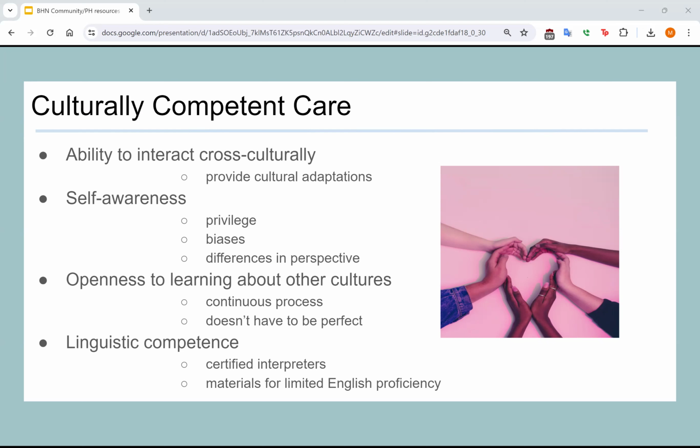And then linguistic competence, which is more formal, like being equipped with certified interpreters and having materials for limited English proficiency, which can also be helpful for lower health literacy, right? So having materials at a very clear, understandable level, or ideally in a different language if that's the population you're working with, which I know can be challenging depending on your setting. If you're working at a hospital with Joint Commission standards, that's probably going to be a little bit easier. But if you have a private practice, it might be difficult. So it's just what you can make do with.